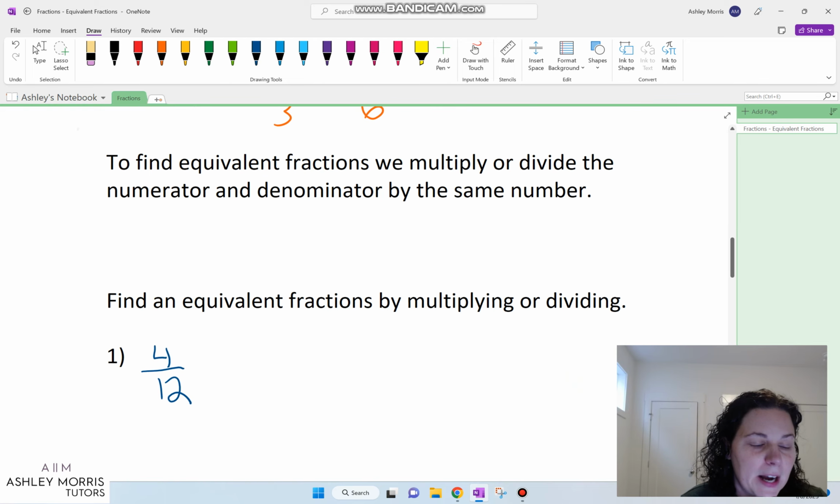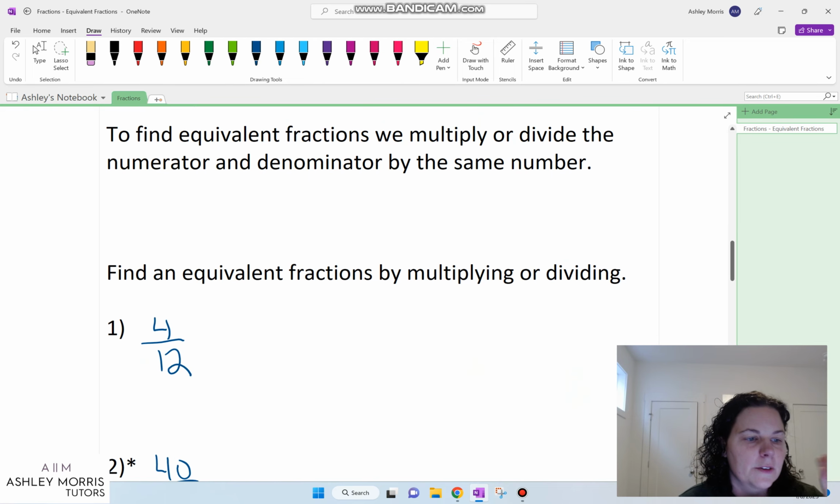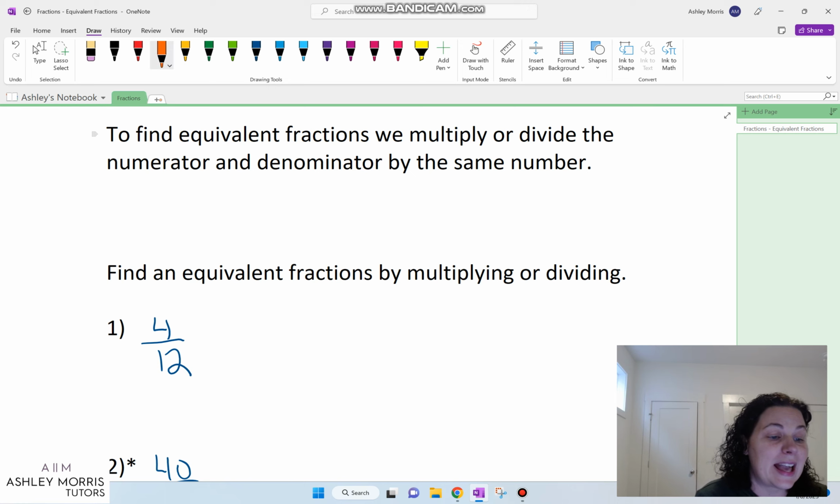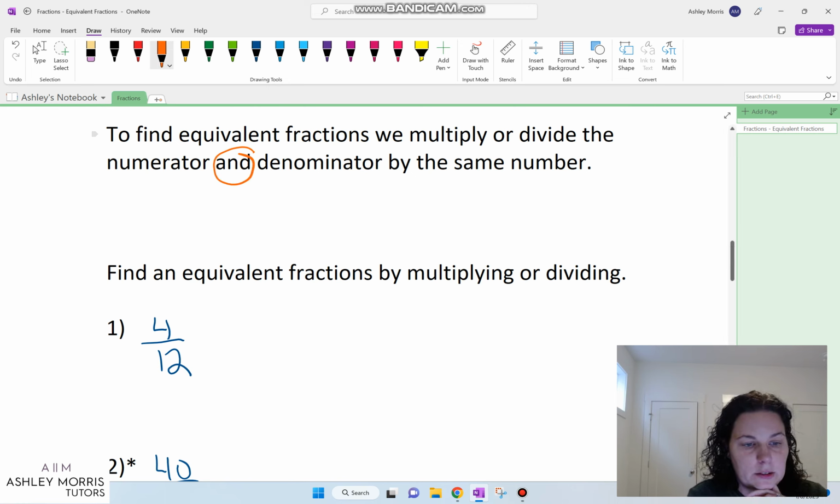But how do we find them? To find equivalent fractions, we multiply or divide. So you pick one, multiply or divide. Then do that to the numerator and the denominator. So we're going to multiply the numerator and denominator by the same number, or we're going to divide the numerator and the denominator by the same number.